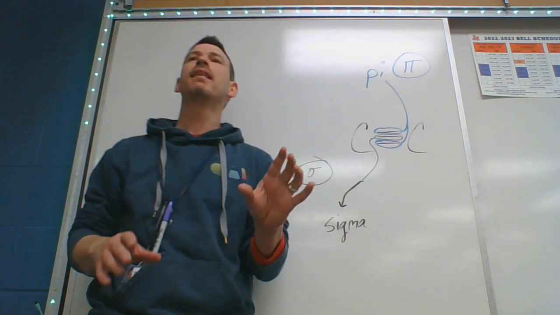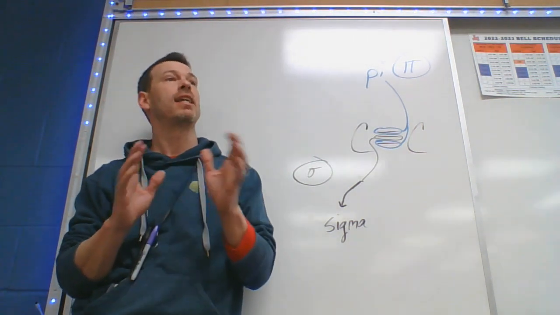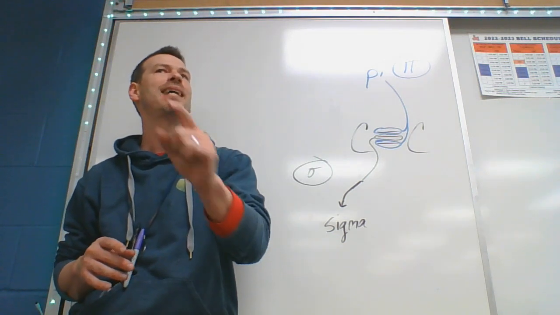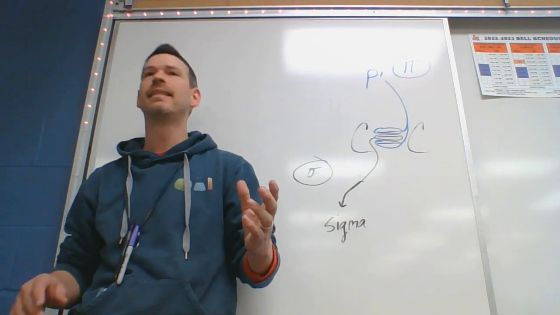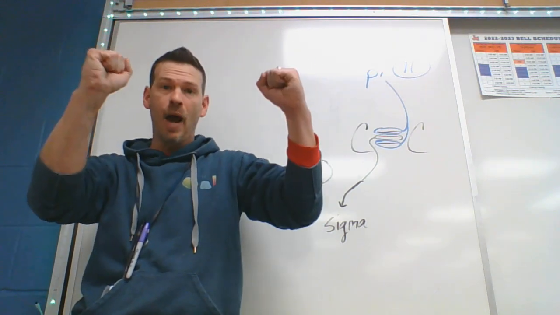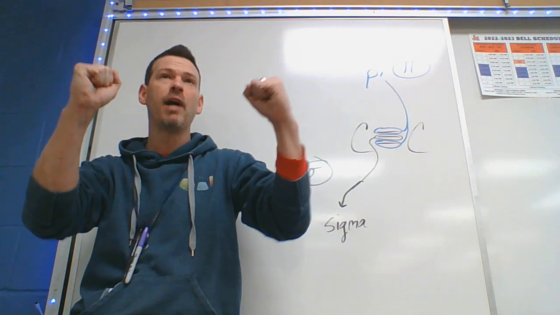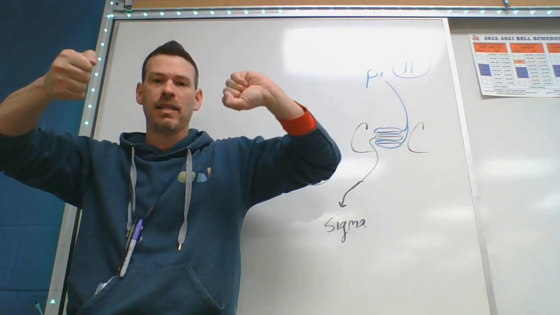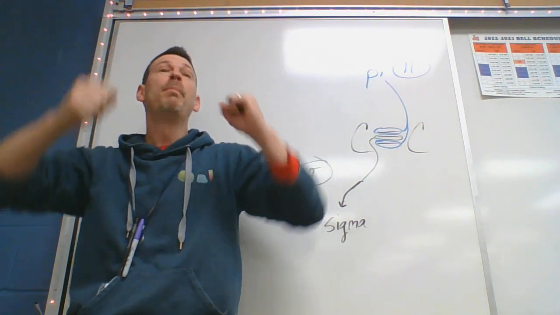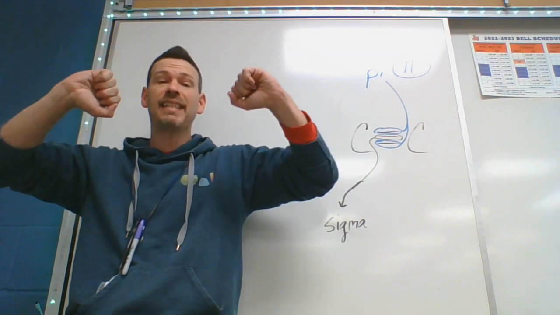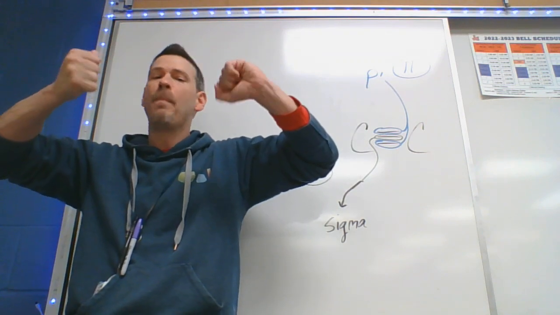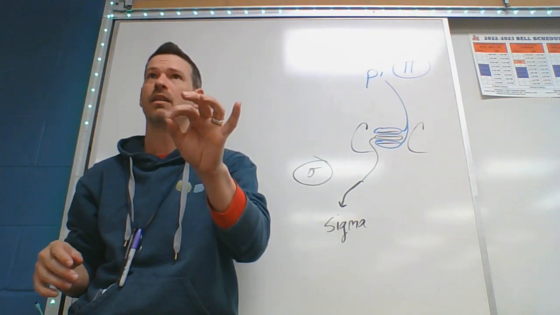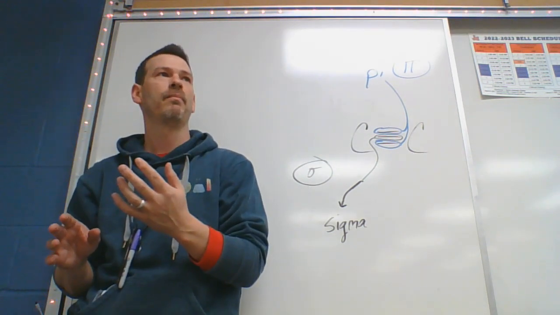Now, on the opening slide, you wrote some important things about these that you need to know. You wrote down, for example, that sigmas can rotate and pis can't. What that means is that if you have two atoms that are bonded by just a single bond, which is essentially the same thing as a sigma, you can rotate them without messing up the bond. But the moment you introduce a pi bond, a second bond, and you try to rotate it, the pi bond will break. So when there are pi bonds present, the atoms can't rotate.